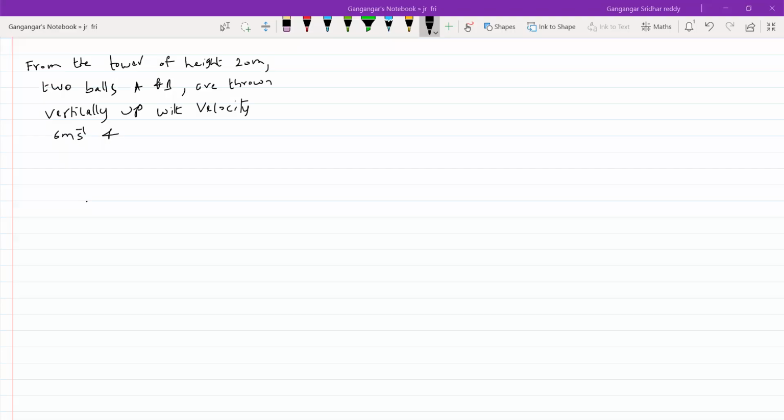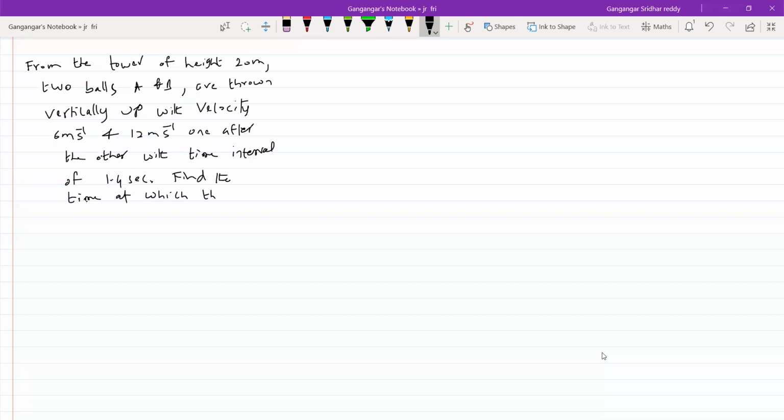From a tower of height 20 meter, two balls are thrown vertically up with velocities 6 meter per second and 12 meter per second, one after the other, with a time interval of 1.4 seconds. Find the time.